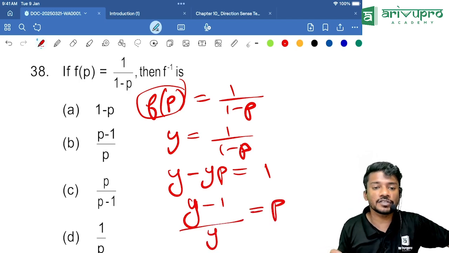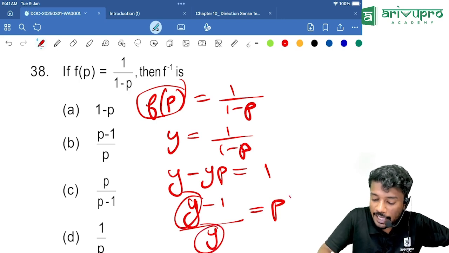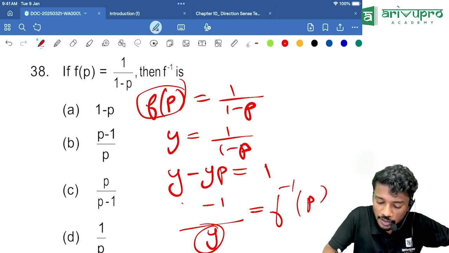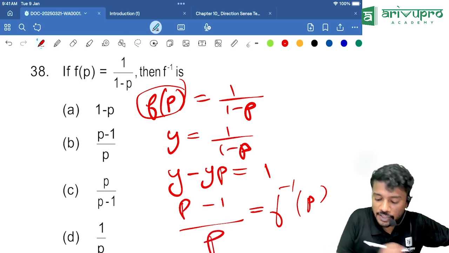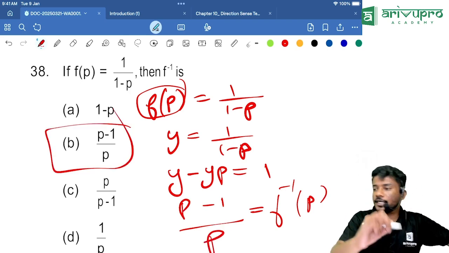How will you find the inverse? Replace y with p and p with f inverse of p. What is the answer? Option B.